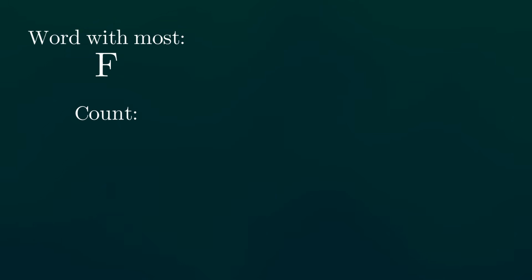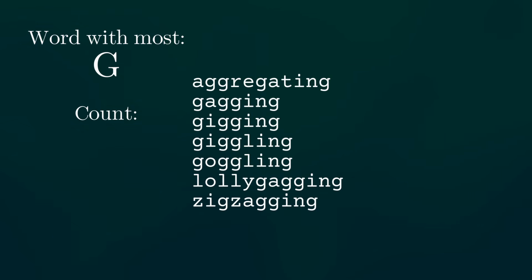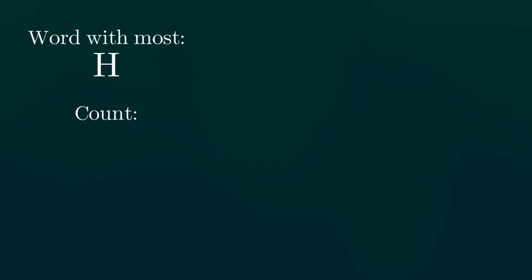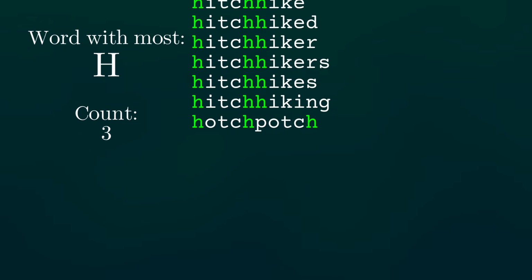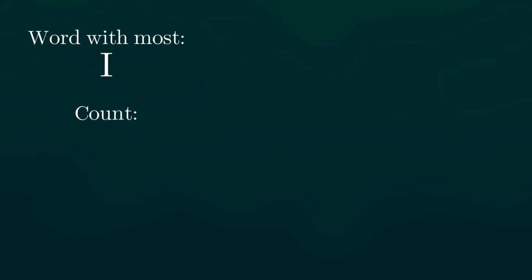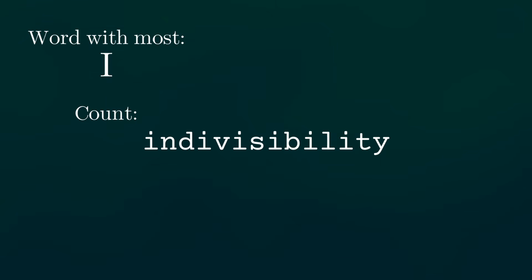The word with the most F's is riffraff, with 4 F's. The word with the most G's is a 7-way tie between aggregating, gagging, gigging, giggling, goggling, lollygagging, and zigzagging, with 4 G's each. The word with the most H's is a 16-way tie between all of the words on screen, having 3 H's each. The word with the most I's is indivisibility, with 6 I's.